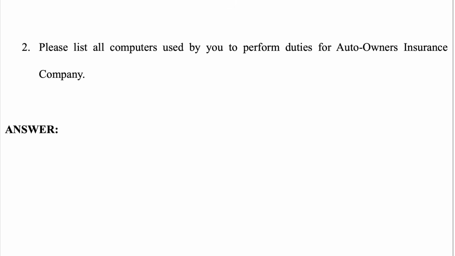Here's the second interrogatory. Please list all computers used by you to perform duties for Auto Owners Insurance Company. Now, this information is necessary in order to submit a request for inspection of property, which is a subset of a request for production, which we'll discuss in the next video. If the adjuster has a laptop and an office computer, and maybe also a home computer where he occasionally sends emails, we need to know that.